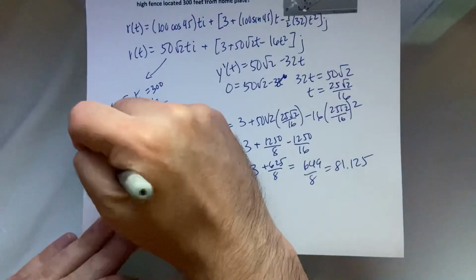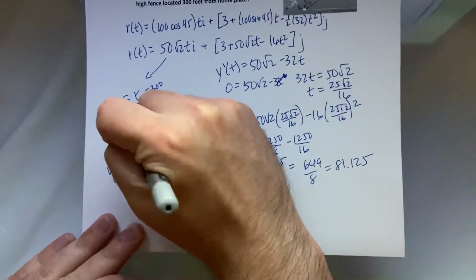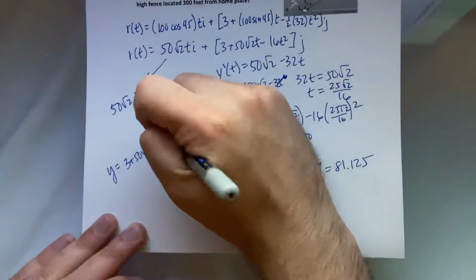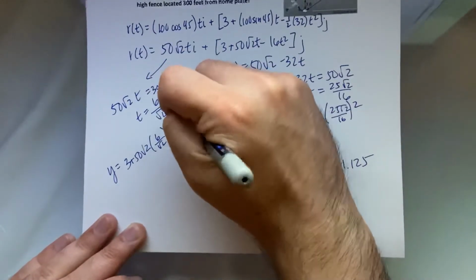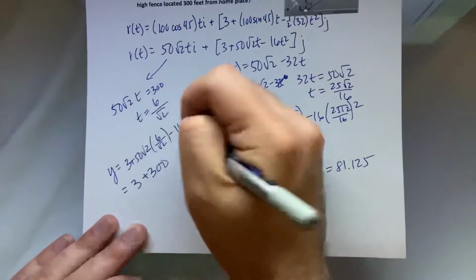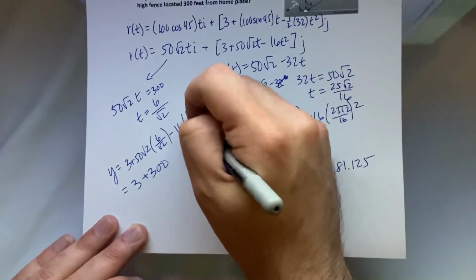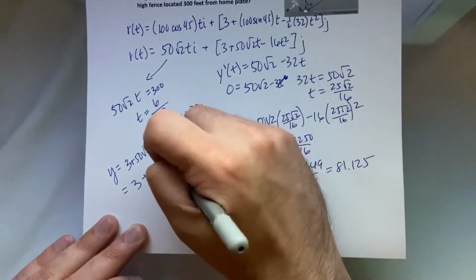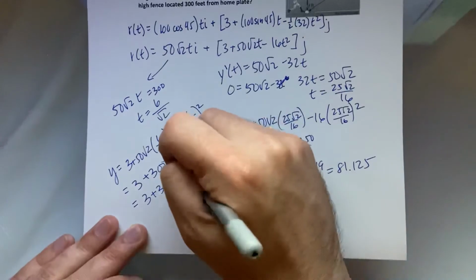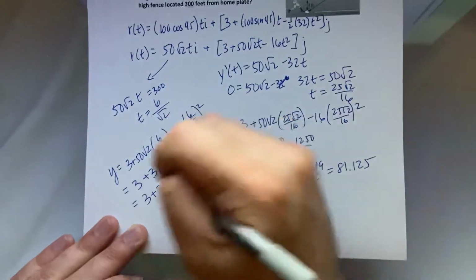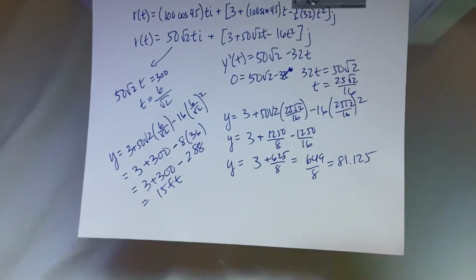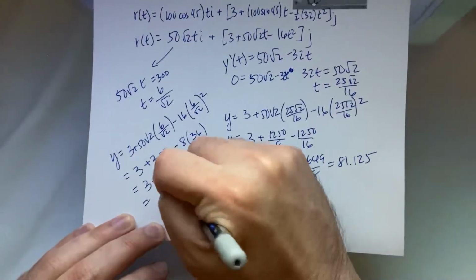So again, plugging into y, we get 3 plus 50 root 2 times 6 over root 2 minus 16 times 6 over root 2 squared. It's 3 plus 300, because the root 2's will cancel. This is 16 times 36 over 2, which is just 8 times 36. It's 3 plus 300 minus 288, which is 15 feet. So that means at that point, the ball is still 15 feet above the ground, which means it will clear the fence.